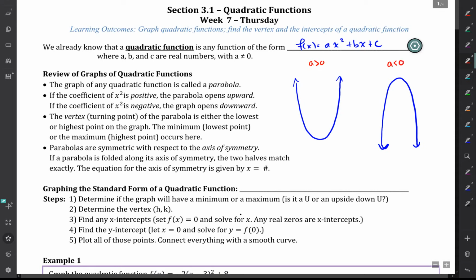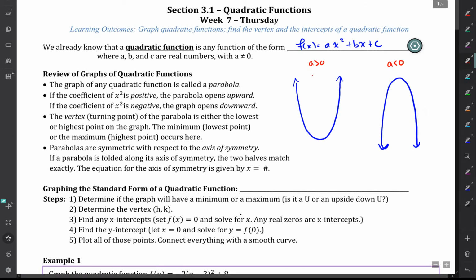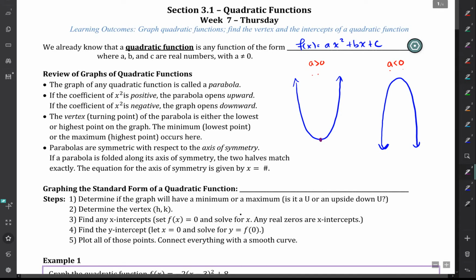And so if a is greater than 0, it's cupping up, and if a is less than 0, it's cupping down. So a kind of tells you whether the function is happy or sad. If a is positive, then the function's happy, it's smiling. And if it's negative, then the graph is frowning. So that'd be like that. It's cupping down. Okay. The vertex is going to be a point I'll call h comma k. That's the vertex.